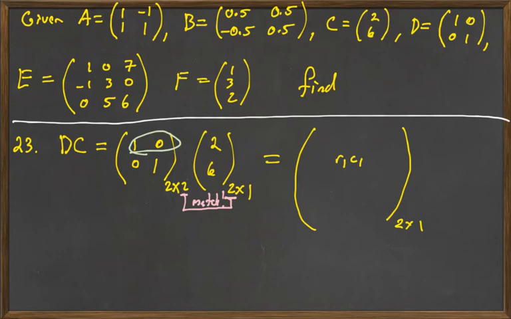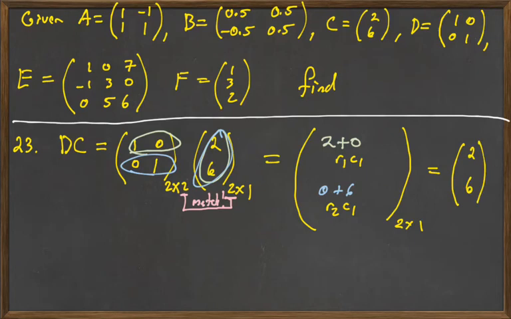So that kind of helps tell us what to do. Row 1 times column 1. So 2 times 1 is 2, 0 times 6 is 0, and then row 2, column 1. So 0, 1 times 2, 6. 0 times 2 is 0, and then 1 times 6 is 6, and then we'll go ahead and simplify that down to 2 and 6.